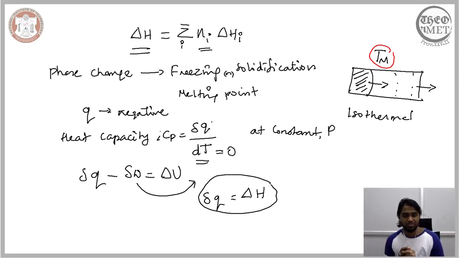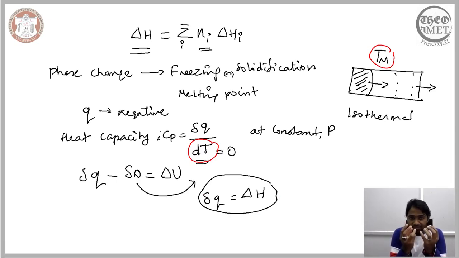So for isothermal reactions alone, in order to understand the phase change, we need to stick with this expression, that is, the heat change is directly related to the corresponding change in the enthalpy. Because dT is 0 and the entire expression of the heat capacity becomes ill-defined, we need to stick with this expression that comes from the first law of thermodynamics.